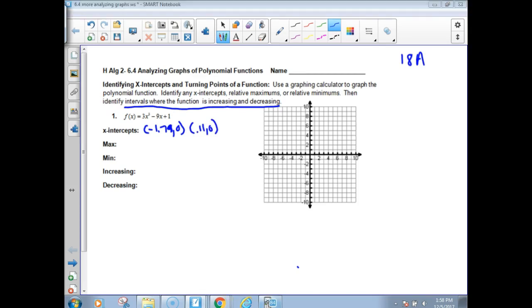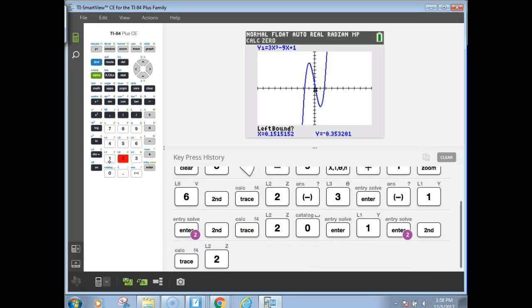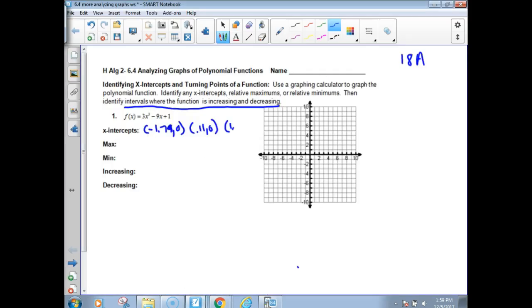And then our third one is between 1 and 3. Second trace, choice 2. Enter a left bound of 1. Enter a right bound of 3. Enter, enter. You don't have to match me exactly as long as you're to the left and to the right, but you're not too far to the left where you've got 2 points in your bound. 1.670. Okay, it had to go to the nearest hundredth. All right, so those are my 3 x-intercepts.